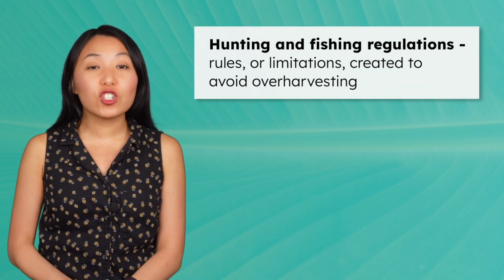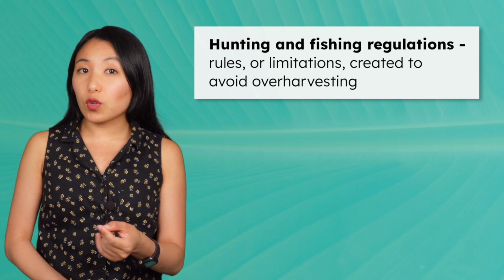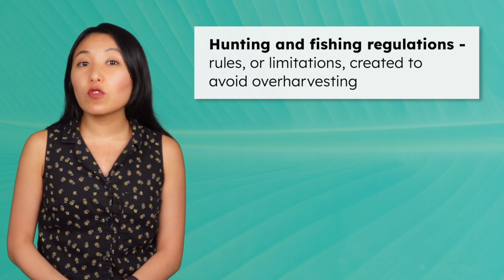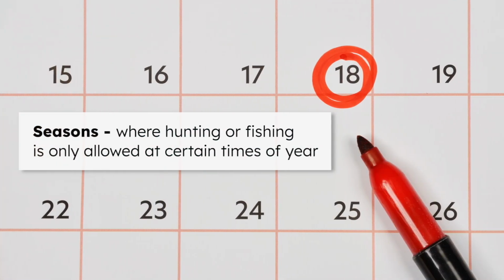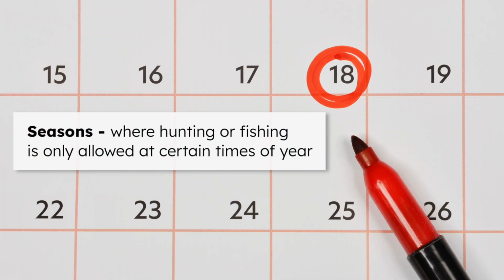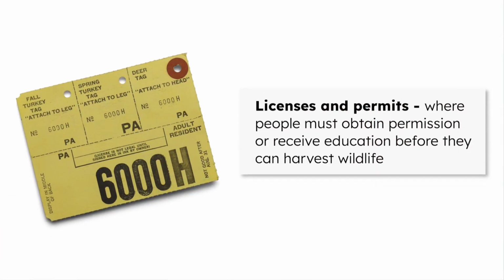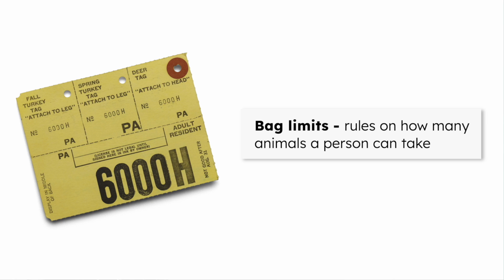But what about protecting species before they become endangered? We have a few solutions for this as well, one of which is hunting and fishing regulations. These are rules or limitations created to avoid overharvesting in the first place. Common types of regulations include seasons, where hunting or fishing is only allowed at certain times of year, like after the breeding season. Licenses and permits, where people must obtain permission or receive education before they can harvest wildlife. Bag limits, rules on how many animals a person can take.